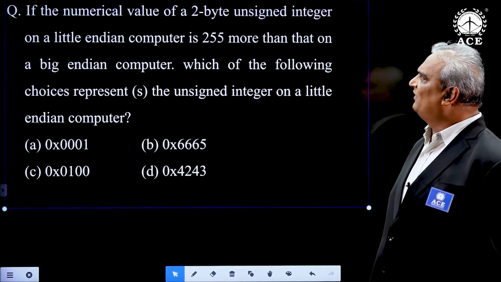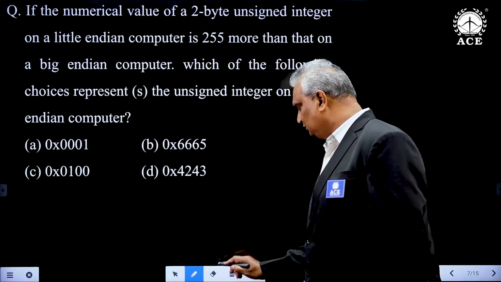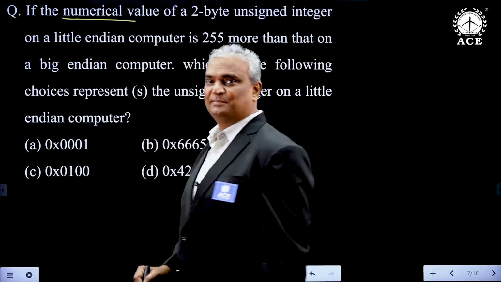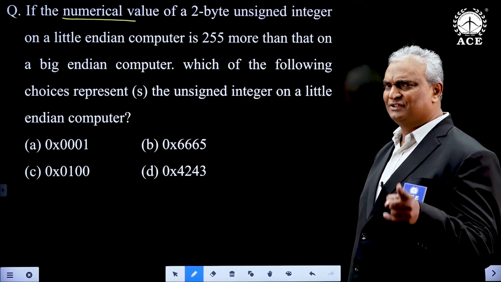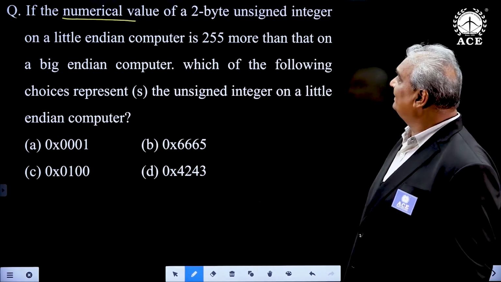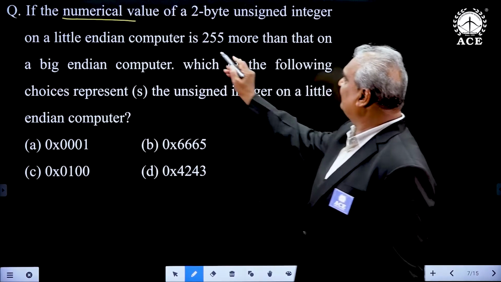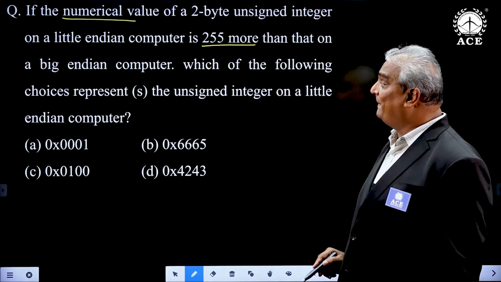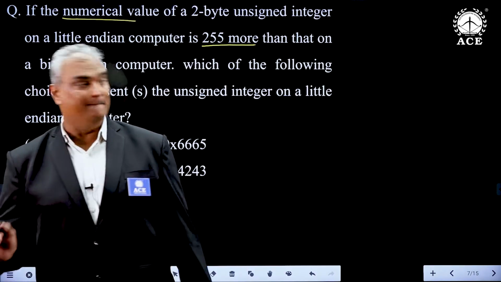If the numerical value of a 2-byte unsigned integer, numerical value, what does it mean? Decimal value. 2-byte unsigned. Given data belongs to unsigned. Length of the data is 2-byte, means 16-bit. Unsigned integer. And a little endian computer is 255 more than value 255 more than that on a big endian computer. Little endian value is 255 more than big endian.